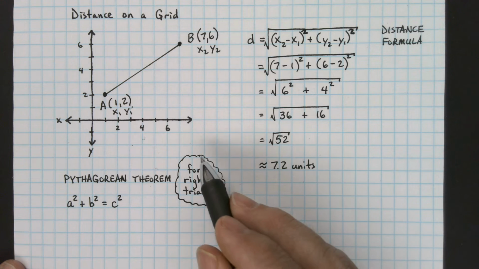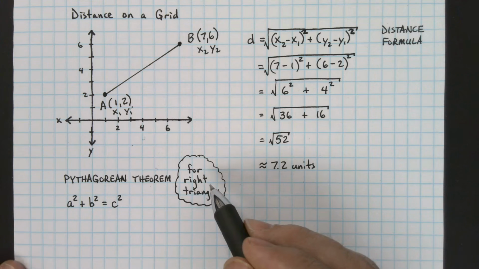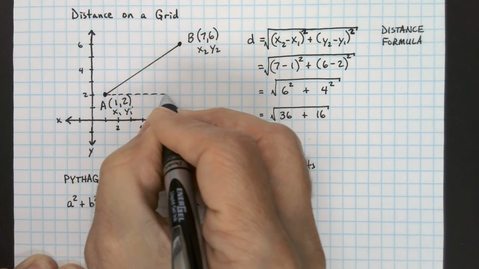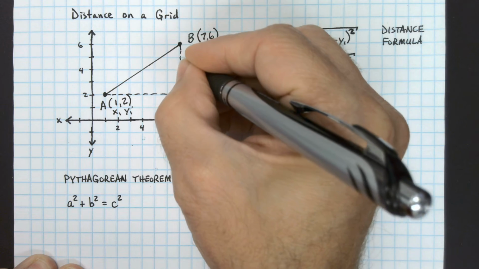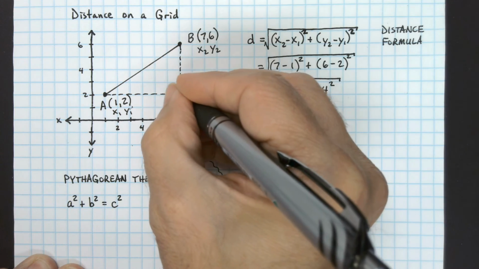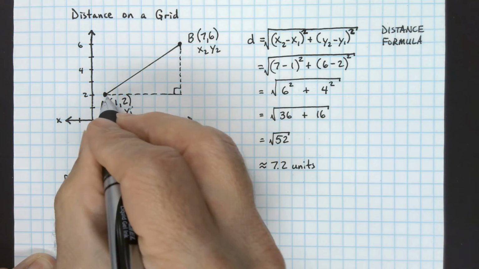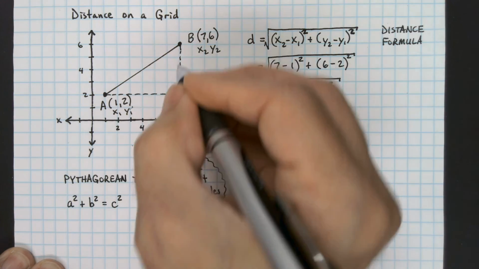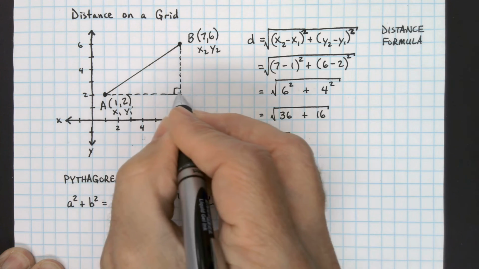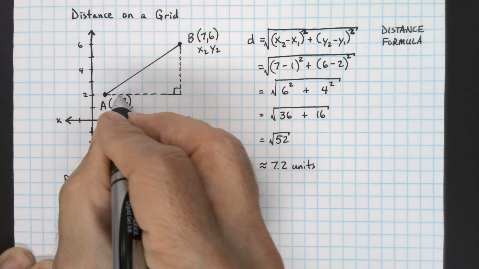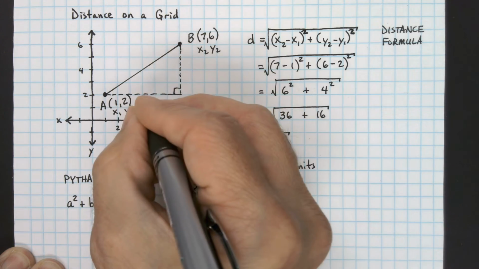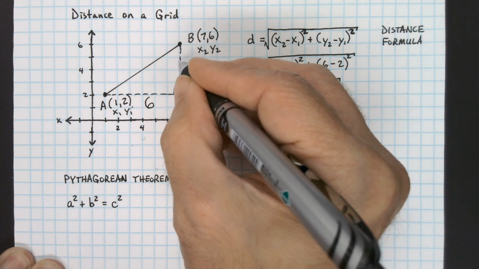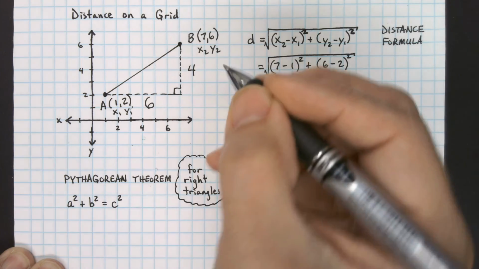The Pythagorean theorem is a method that will work if you have right triangles. So what we can do is essentially create our own right triangle here. And what's nice about this is in the Pythagorean theorem, A and B are the legs of the right triangle, and we can find those lengths just by counting. 1, 2, 3, 4, 5, 6 down here for this side, and 1, 2, 3, 4 for this side.